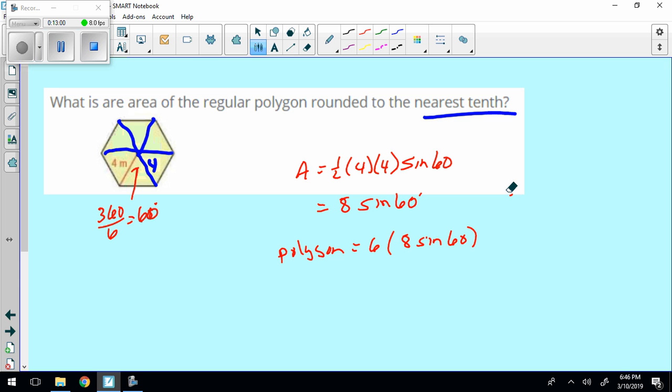Now we can pick up our calculator. We get 41.569. So our answer to the nearest tenth would be 41.6 square meters. Don't need the square there since I have SQ.